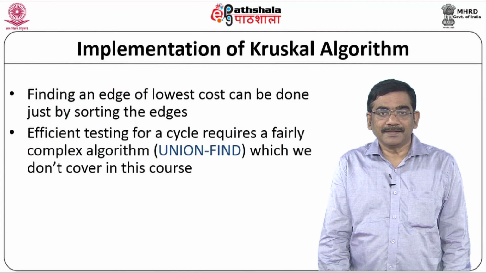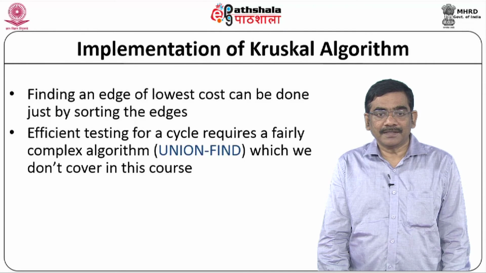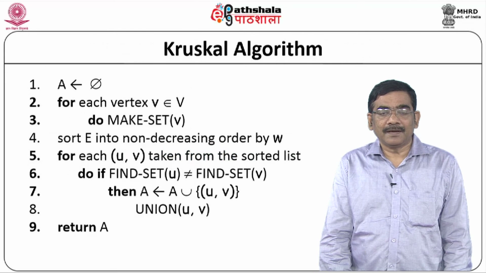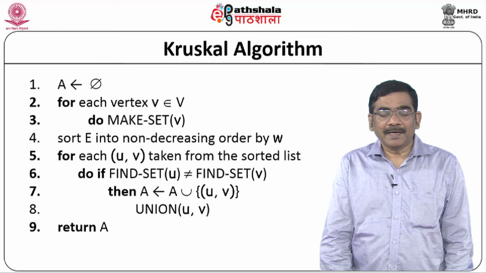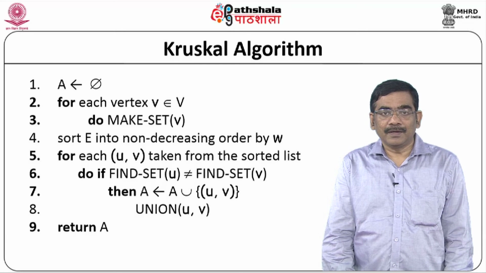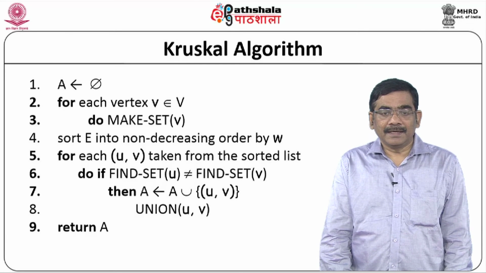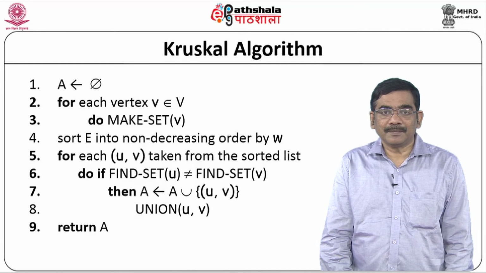How to implement this? For implementing this, we need to find the edge of the lowest cost. So, we will be using a data structure called disjoint sets. The logic is very simple. I am making all the nodes individual sets, then I am going to sort everything. Then I have to see whether it forms a cycle or not. This is the toughest part.